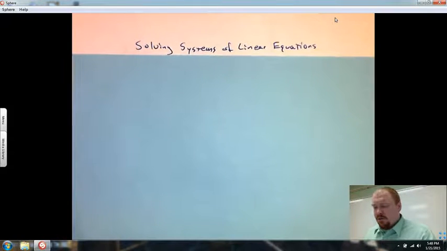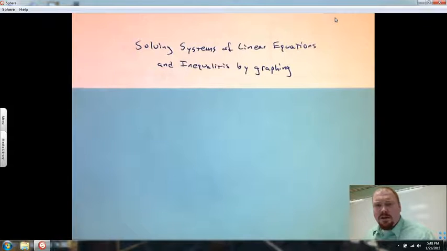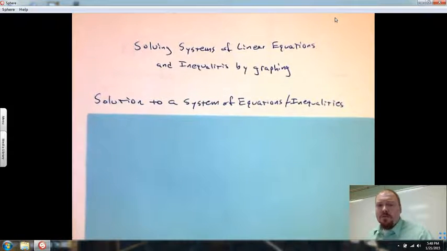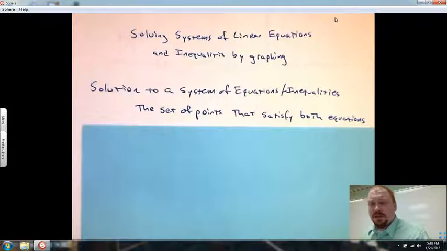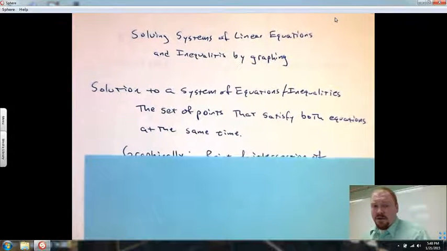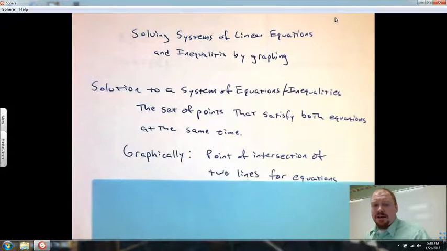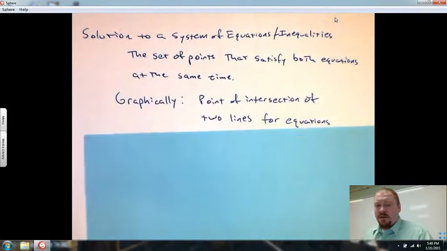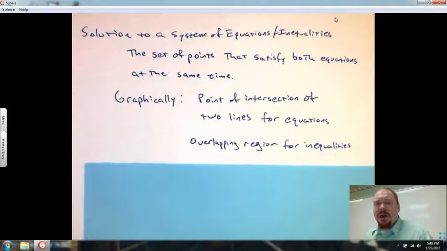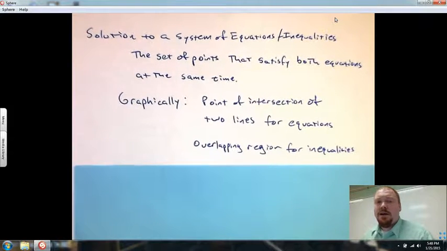And recall that when you solve a system of linear equations or inequalities, because we'll be doing both, what we're looking for is a set of points that satisfy both equations at the same time. Okay? So graphically, that's the point of intersection of the two lines if they're equations. Or, if they are inequalities, it's the overlapping region, because remember, when you graph an inequality, you're looking for shading. Okay? So you're going to be shading this.